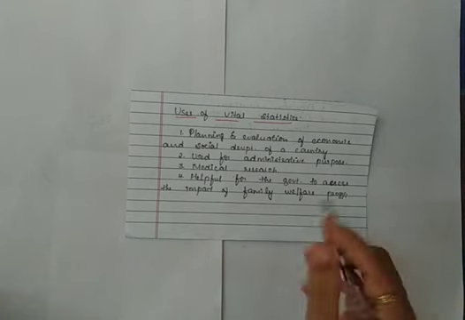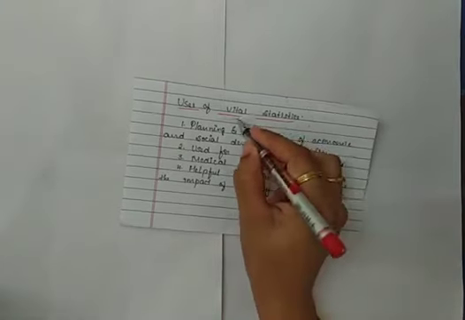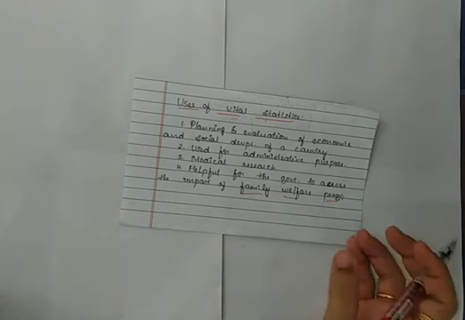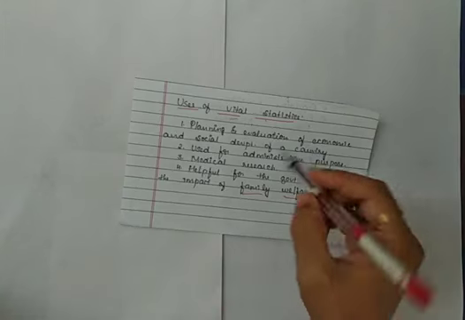Say for example, the government has come up with one family welfare program. To see the impact of this family welfare program, they can use vital statistics, and using that they can come to a conclusion whether the family welfare program is a successful one or a failure project. So these are the different uses of vital statistics.